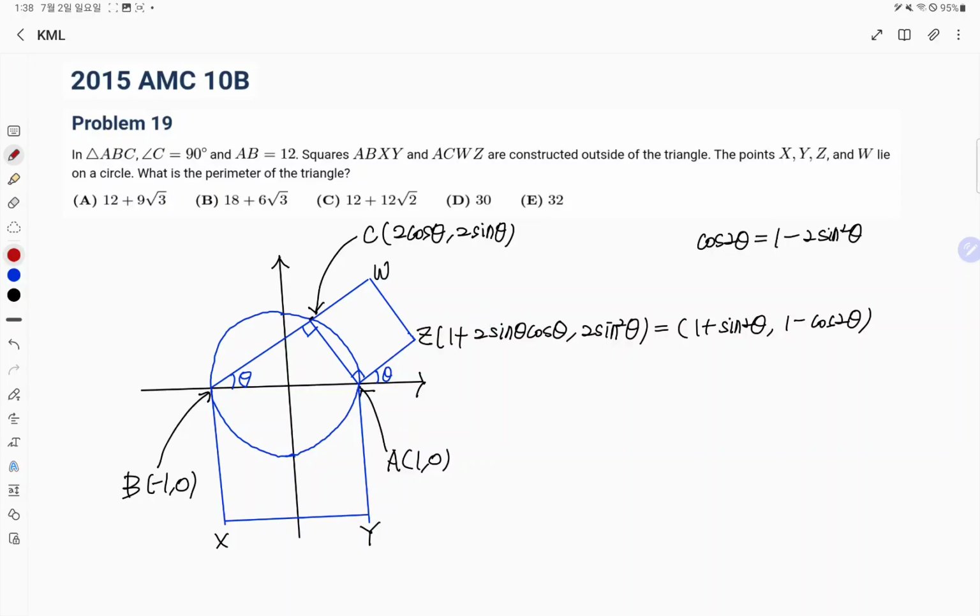And the perpendicular bisector of YZ, and perpendicular bisector of XY, they meet at the center of the original circle. So we can make a big circle surrounding this XYZW, like this.